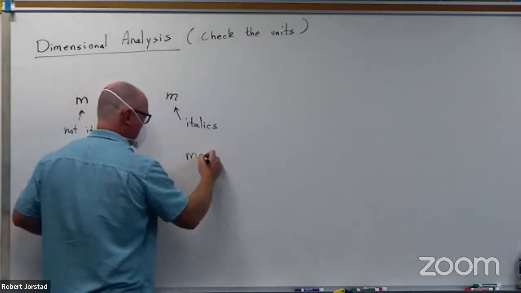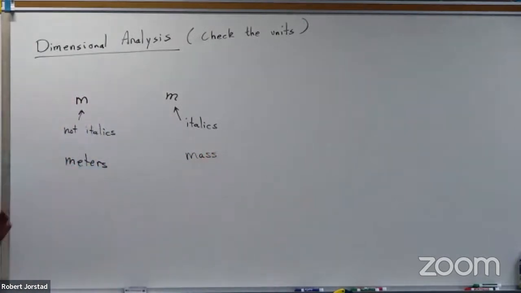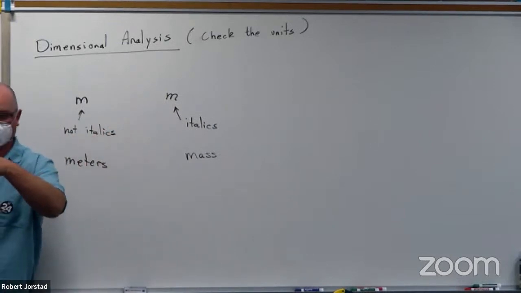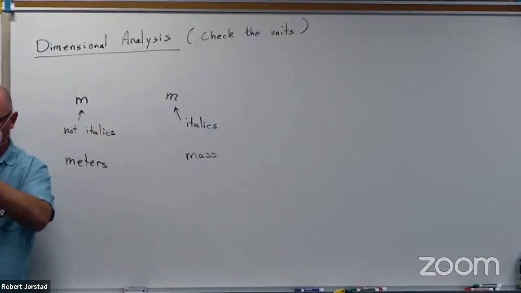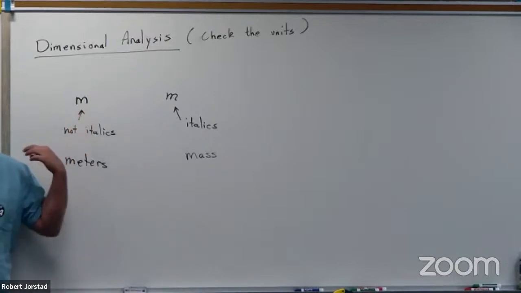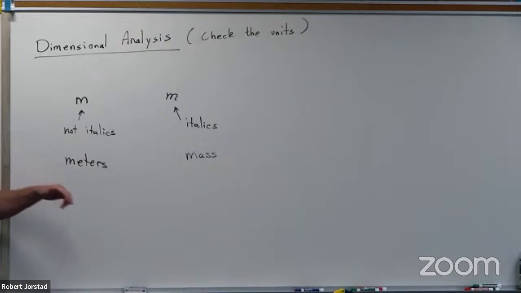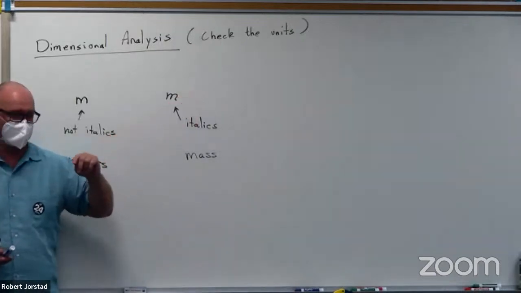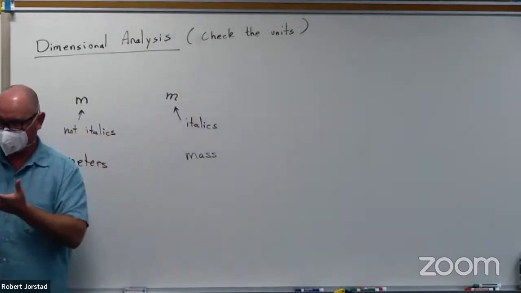Mass, that's it. So this is just one example of how the italics that you might use in a report or that I might use in a test question matter. That's probably what matters more to you. If I use an M in a test question that's not italicized, I'm implying units of meters. If I write it in italics, I mean the variable mass.